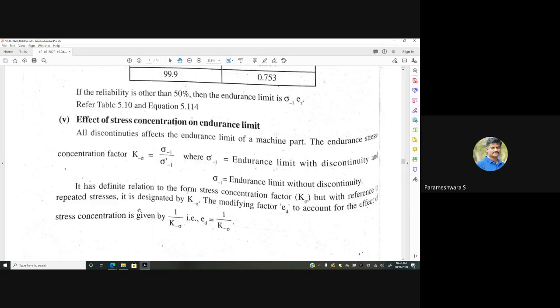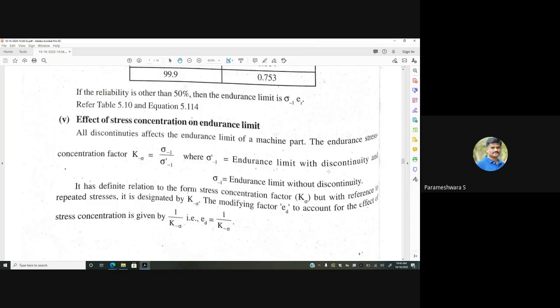So that is designated by K minus sigma. Okay. So this is the effect of stress concentration, and this K minus sigma is called the stress concentration factor. It is a ratio of sigma minus 1, the endurance limit without discontinuity, and sigma dash minus 1, the endurance limit with discontinuity.